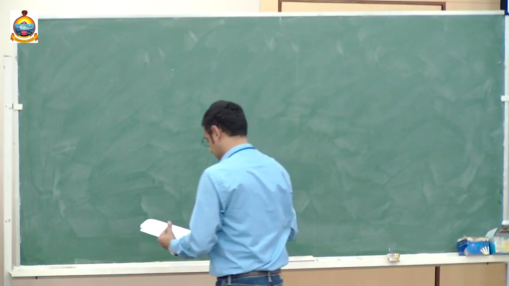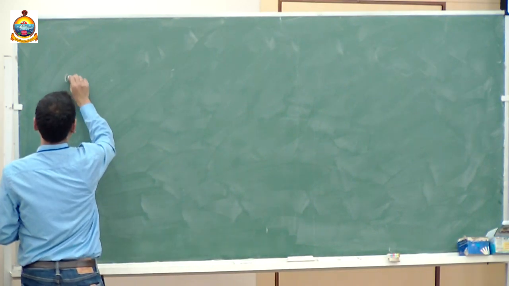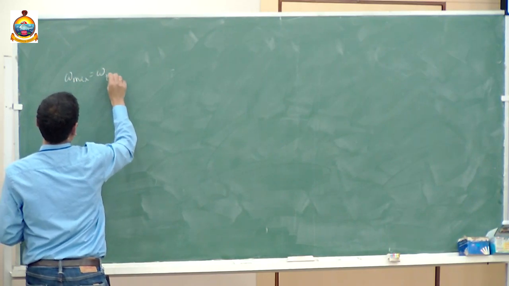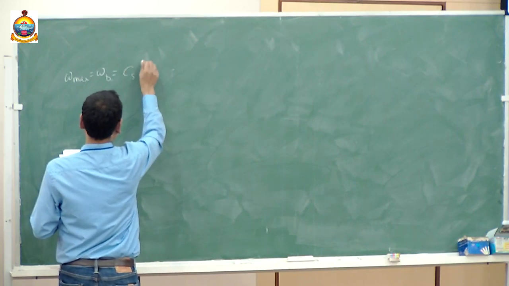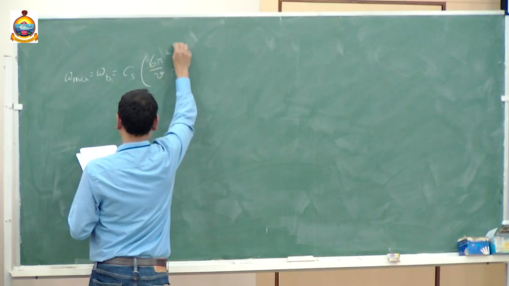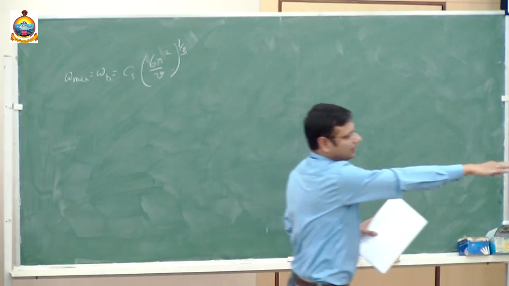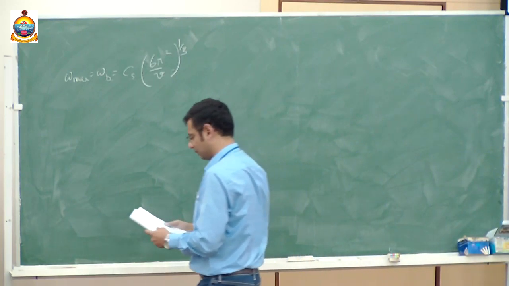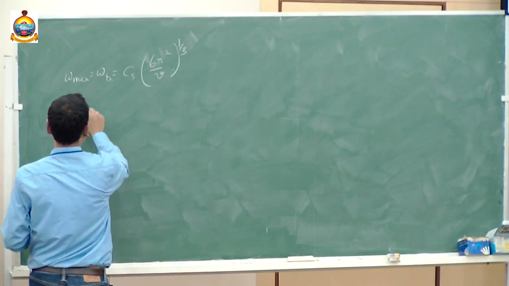So then you can see. Omega max, or omega sub D, I use them interchangeably, is the following: C sub s times (6 pi squared by V) to the power 1/3. So I just solve that integral and I get this answer. So I know omega sub max. Good. Now, what else do I need?